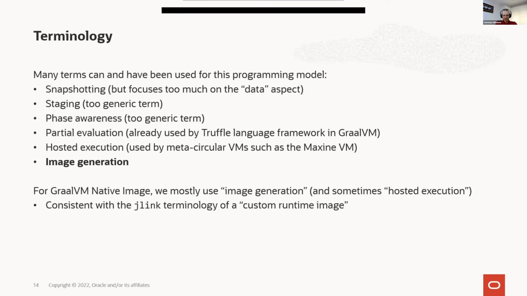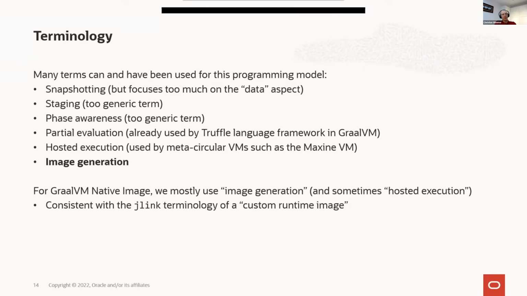And the same way, I don't like people to call native image an AOT compiler. I would also not really like them calling it a snapshotting tool, because it's kind of both. Other terms like staging, phase awareness are just too generic. Partial evaluation would be a good term, but for better or worse, we already claimed that term for our Truffle languages in the GraalVM, where we do partial evaluation at runtime to optimize JavaScript and Python. So that term was kind of unavailable.